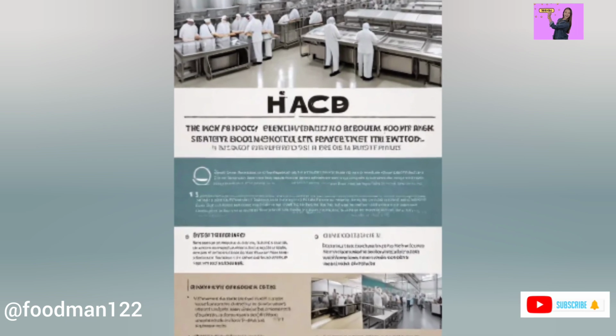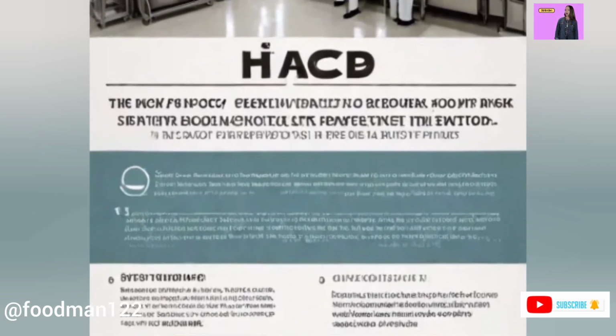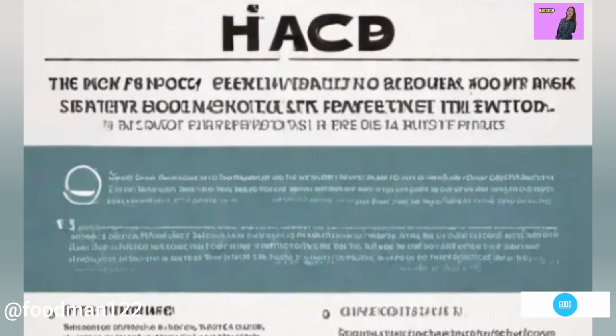Visual: smiling employees, safe food products, satisfied customers, certification seals. Voiceover: There are numerous benefits to implementing a HACCP plan. It improves food safety, boosts customer confidence, reduces waste, and minimizes the risk of foodborne illnesses. Furthermore, having a HACCP certification can open up new market opportunities and ensure compliance with regulatory bodies.